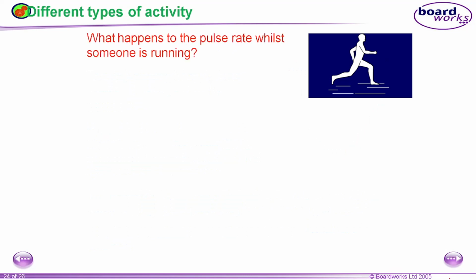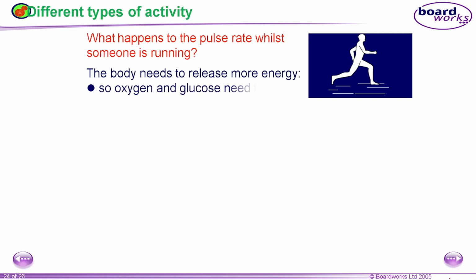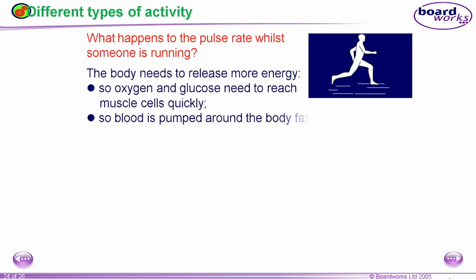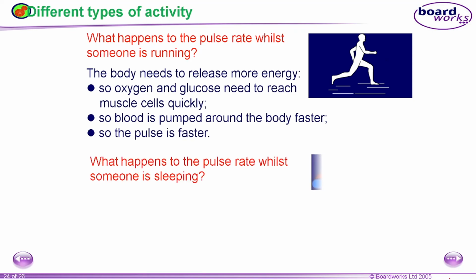What happens to the pulse rate while someone is running? I'll answer this. It normally increases as more oxygen must be transported around the body, so oxygen can be transported to cells and muscles. The body needs to release more energy, so oxygen and glucose need to reach muscle cells quickly. So blood is pumped around the body faster, so the pulse is faster.